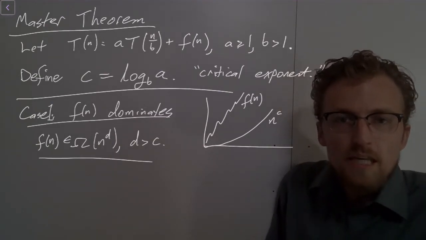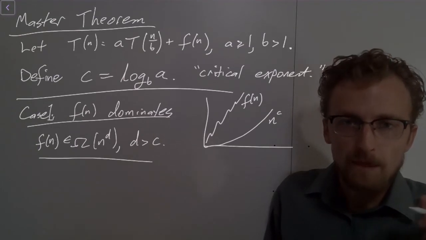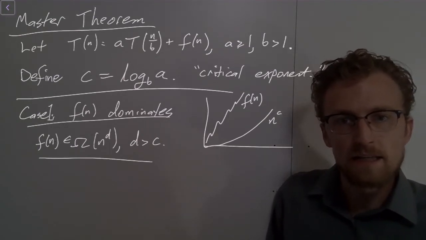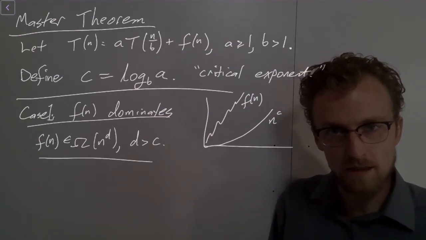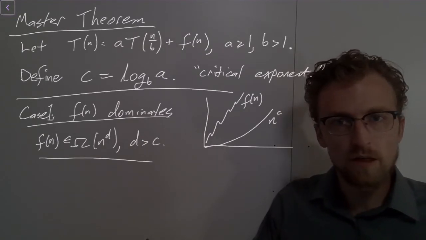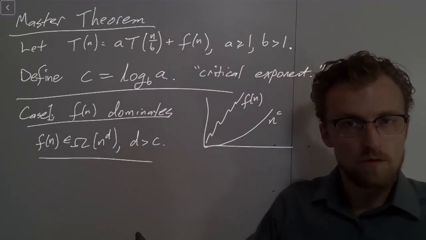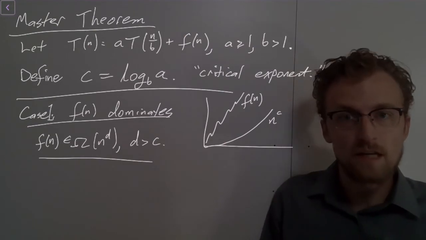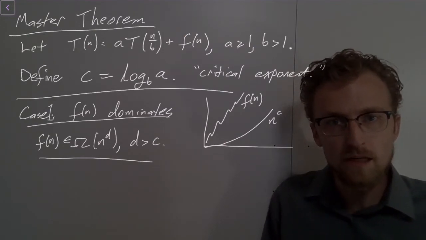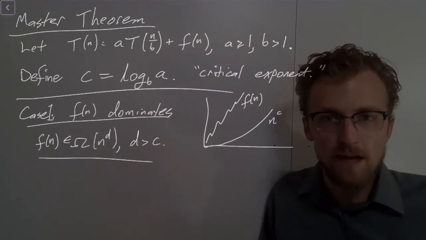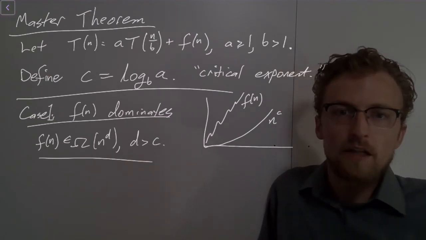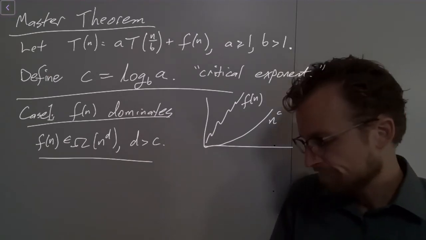And read this as f of n grows strictly faster, is strictly worse than n to the c. You know, if I had two algorithms running beside each other, one of them has f of n complexity, and one of them has n to the c complexity, n to the c would finish faster, essentially, right? It's asymptotically more scalable than f of n.